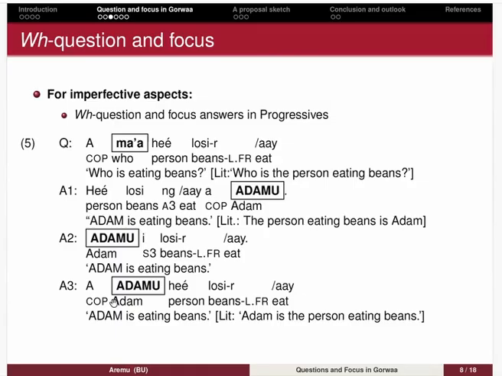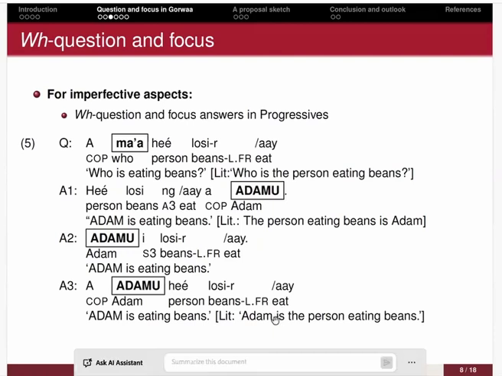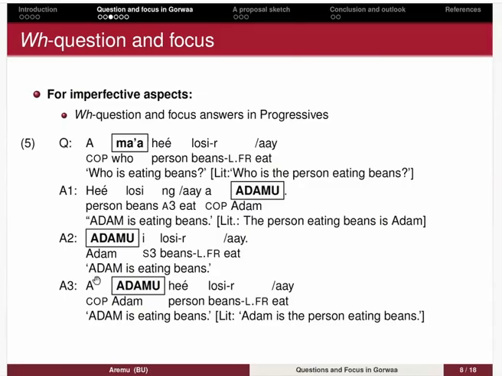I'm going to show a structure later on, but basically what I assume is going on here, just to give you a teaser, is that the copula canonically follows the focus, but then there is a head movement that goes on. Because what you would have in English is, Adam is the person eating rice, right? Where is follows Adam. But in A3, what you have is a head movement where the copula moves to a higher head, and then you have what we see in A3 in Gorwaa, right?